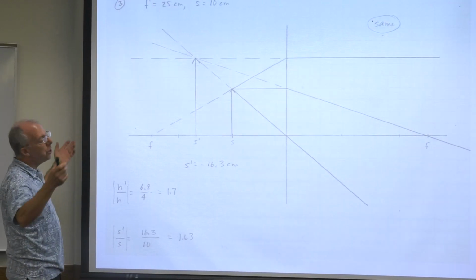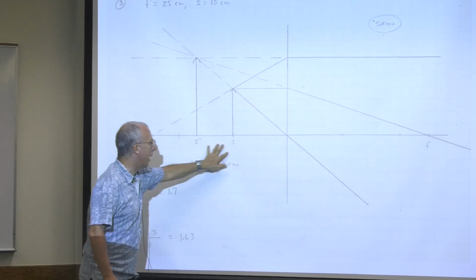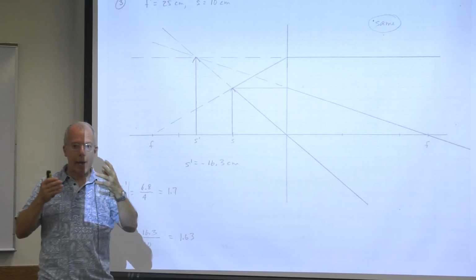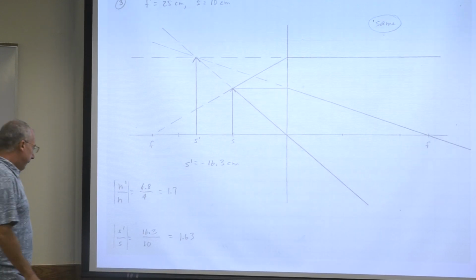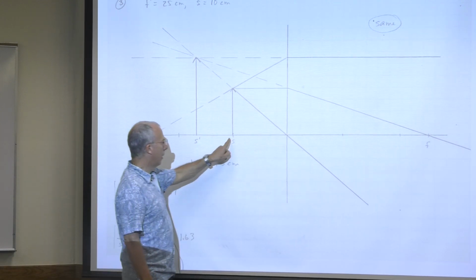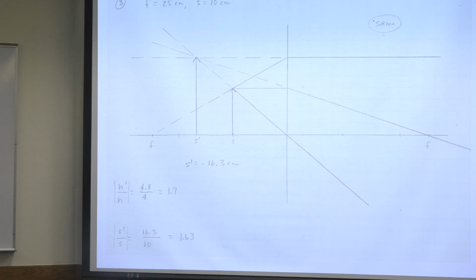Since it's a virtual image, it's on the same side of the lens as the object. We give it a minus sign, and you have to give it the minus sign, or else the math later on won't work. Okay. So you've got to do it, and then you can just use these formulas to figure out the magnification.